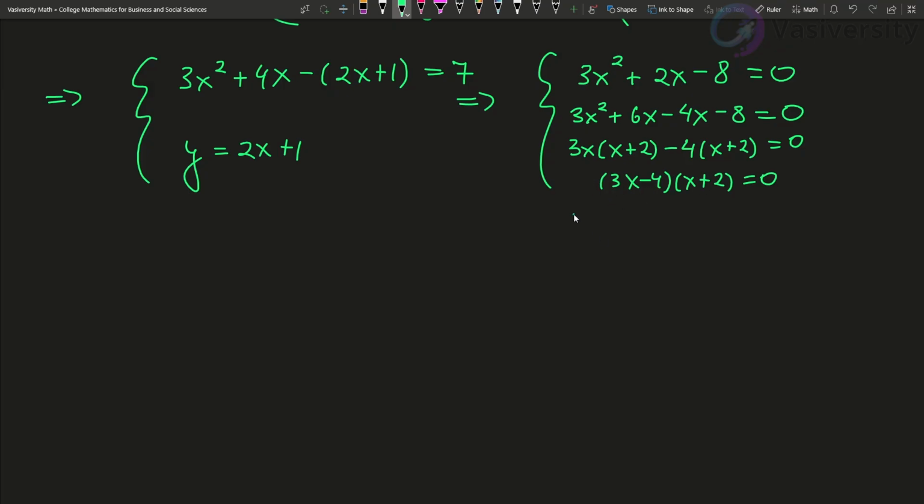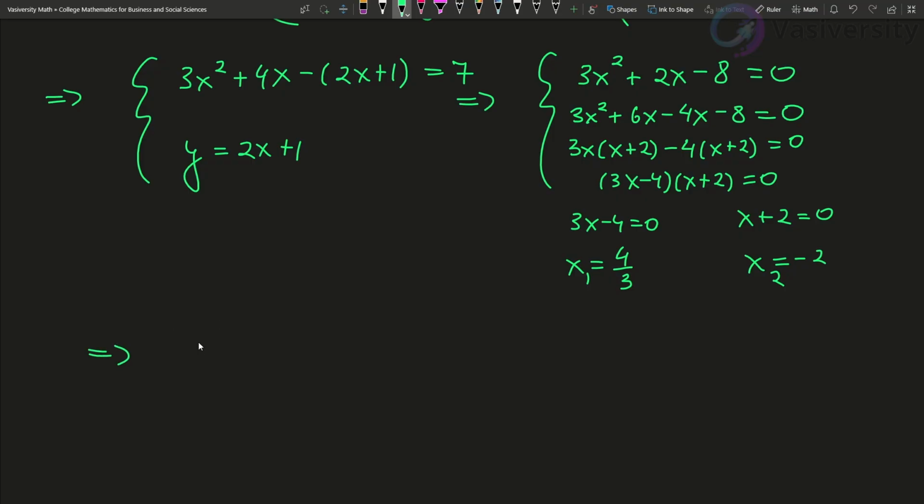What are the solutions? So either 3x minus 4 equal to 0, or x plus 2 equal to 0. So that means x here is going to be 4/3, and x here is going to be -2. Okay, so once we solve for x, we have x1 and x2, so we're going to have two sets of points. Why? Because we had a nonlinear equation, specifically a quadratic equation. Quadratic equations, most of the time, have two solutions. Of course, there might be special cases. But in this case, we got the two x values, so we're going to plug in both.